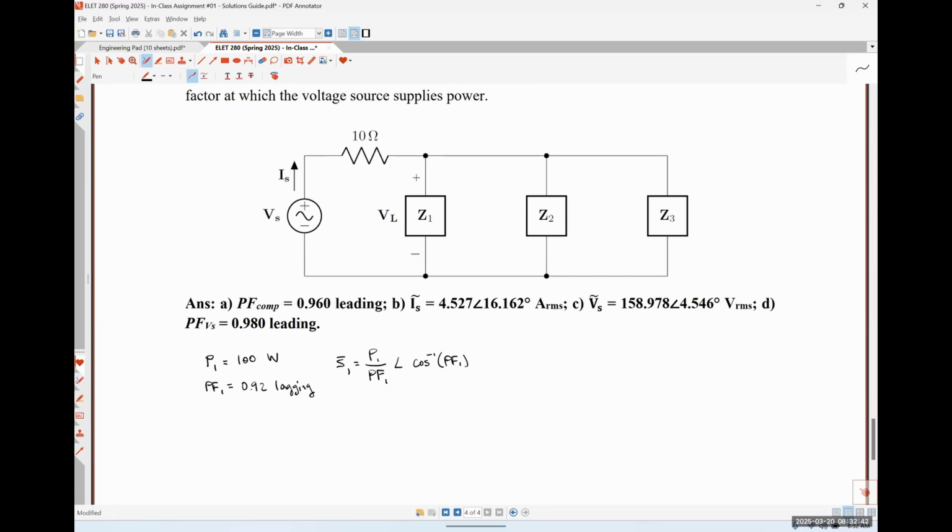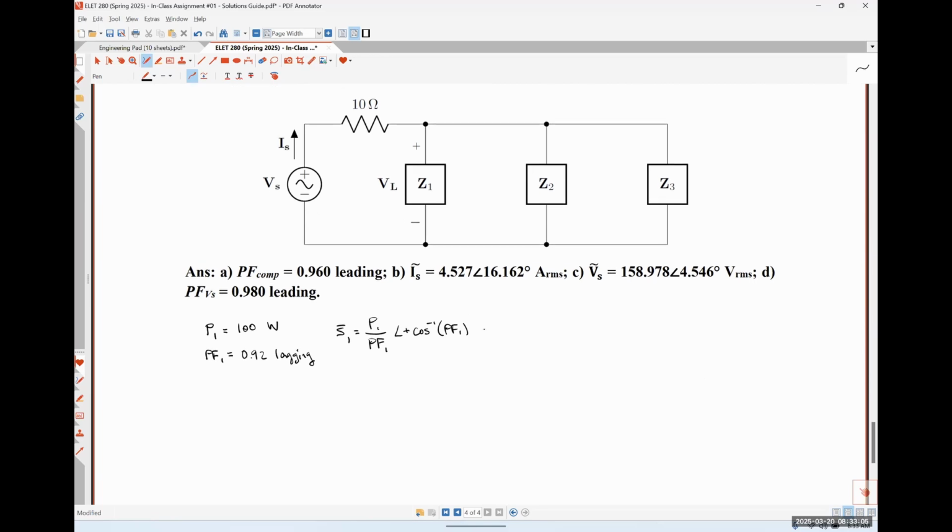We are told here specifically that load 1 is operating at a lagging power factor. So I need to make sure that that inverse cosine operation returns a positive angle. So that's why this one is getting a plus sign and part D from problem 1 got a minus sign. It was operating at leading, okay? So we can throw this into our calculators. That's just 100 divided by 0.92 with an angle of inverse cosine of 0.92.